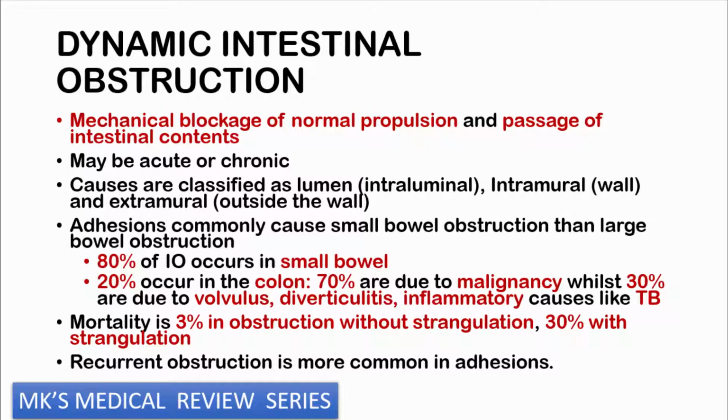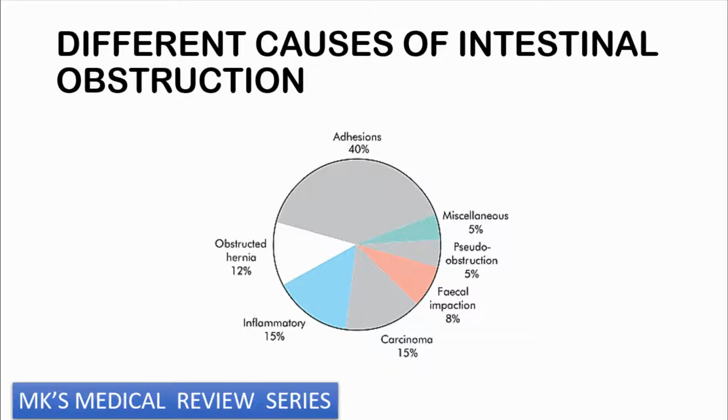And the mortality of bowel obstruction, if there is no strangulation and the blood supply is intact, is about 3%. But if the blood supply is affected in a strangulation, then it goes up to 30%. And of course, recurrent obstructions are very common in adhesions, which we do sometimes manage conservatively, but we shall come to management later on in this video.